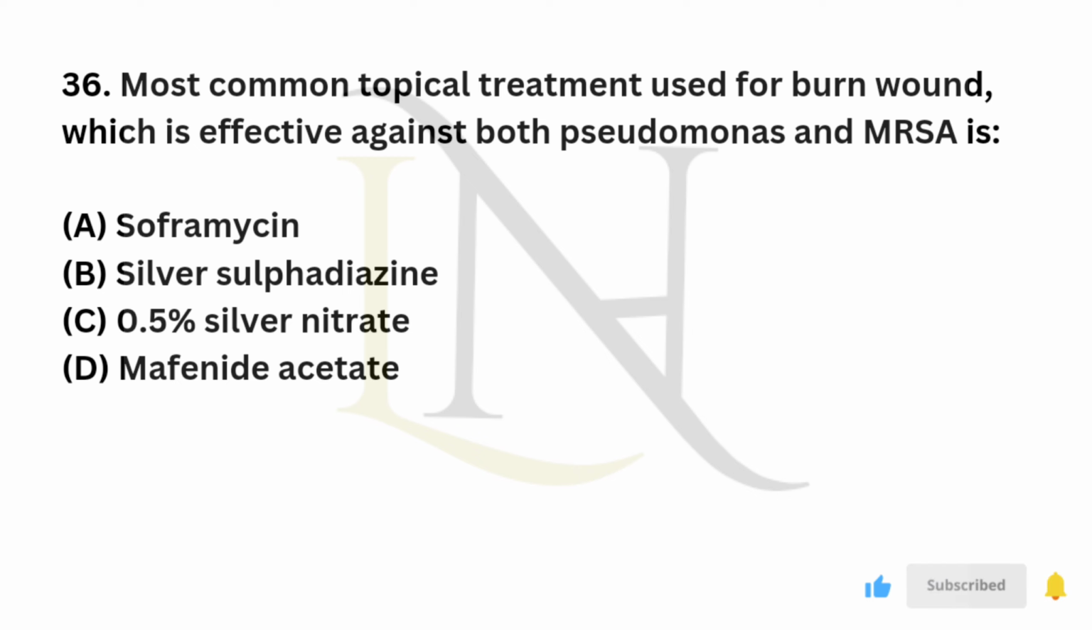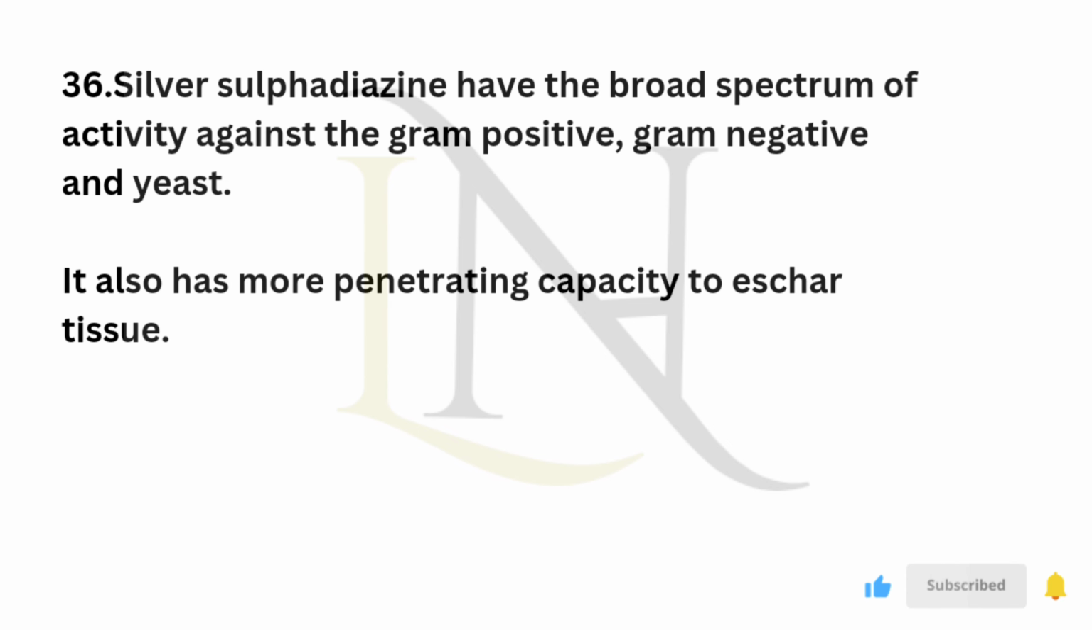Most common topical treatment used for burn wound which is effective against both Pseudomonas and MRSA is: Option A, Soframycin. Option B, silver sulfadiazine. Option C, 0.5% silver nitrate. Option D, mafenide acetate. Answer is option B, silver sulfadiazine. Rationale: silver sulfadiazine has a broad spectrum of activity against gram positive, gram negative bacteria and yeast. It also has more penetrating capacity to eschar tissue.